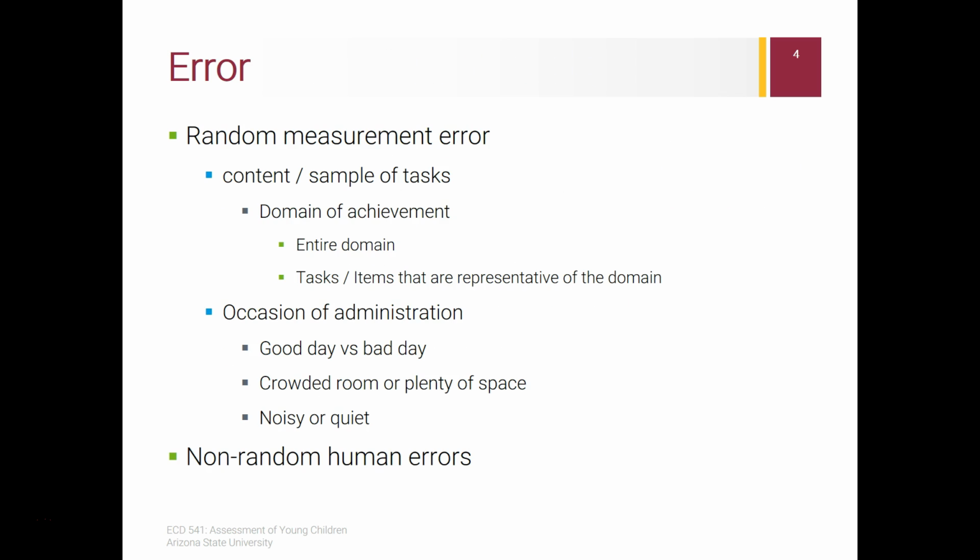All tests have error. There are generally two major types of error: random measurement error and non-random human error that are associated with tests. Let's look at random measurement error first. There are generally two major factors that influence consistency of assessment performance. 1. The content or particular sample of tasks on any form of assessment, and 2. The occasion on which the assessment is administered.